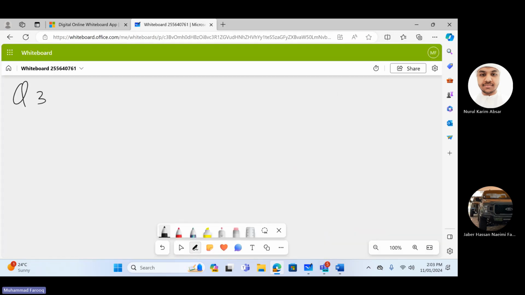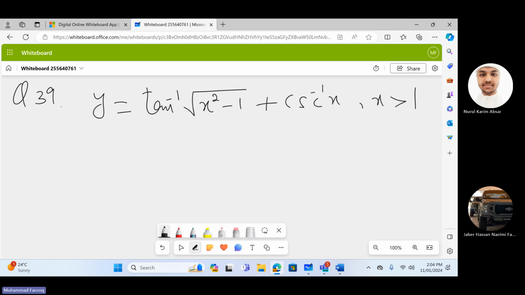So 39 is y is equal to tangent inverse of the square root of x squared minus 1, plus secant inverse x, and x is greater than 1. Please, you have the formula sheet, kindly try, please. Come on, we need y prime. Find y prime, please.